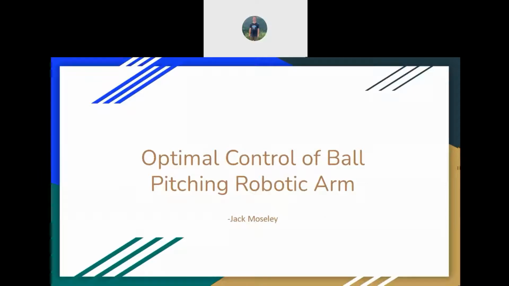Hello, my name is Jack Mosley, and this is optimal control of a ball pitching robotic arm. We're going to use a couple different control algorithms to teach a two-joint arm to throw at a target.